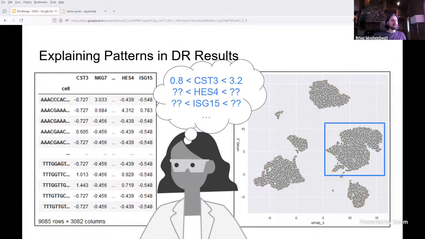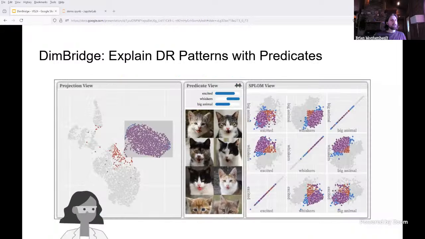What we need is a concise explanation in terms of dimensions that are relevant to a specific pattern. To solve this, we present DimBridge, a visual analytics system that allows users to select a pattern in the projection view and generate a succinct explanation in the original dimensions in the predicate view. Now we're looking at an example where each data point is an animal image defined by characteristics like excited, whiskers, and big animal.